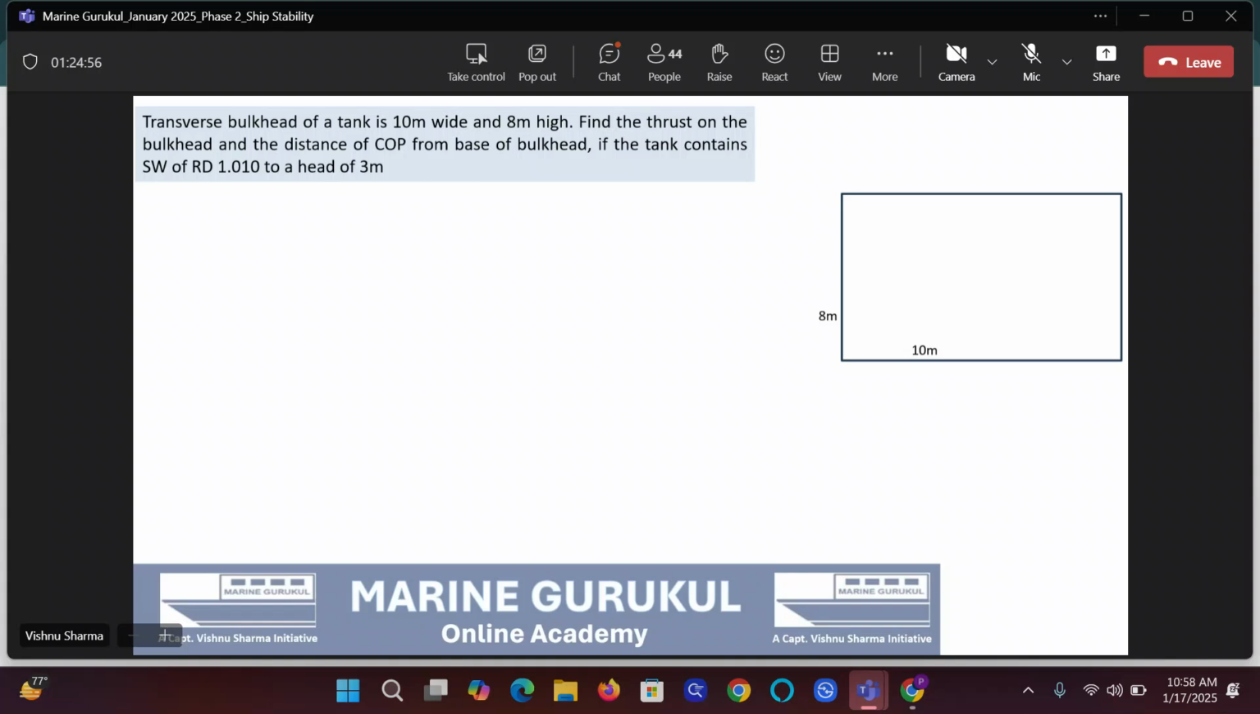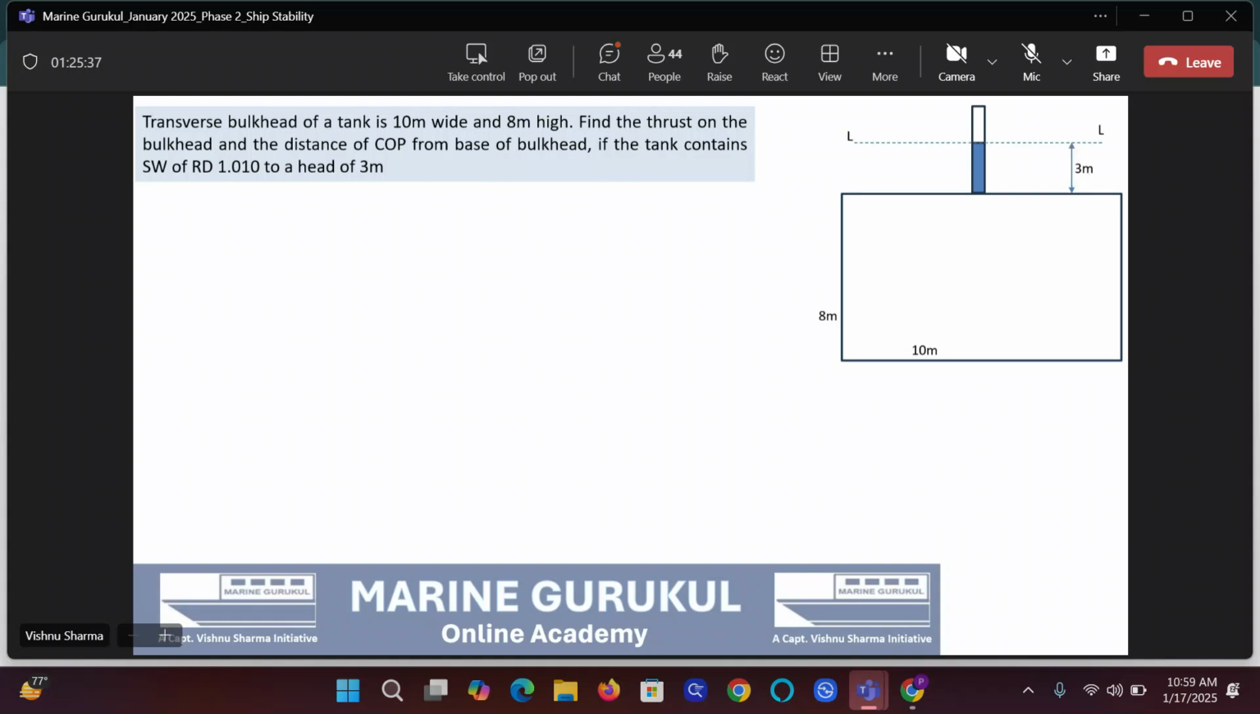What does it mean? Anybody in the class wants to say? I know many of you would be knowing it. What does it mean when you say the head of 3 meters? Not the sounding pipe, beta, the water level. The sounding pipe can have 15 meters of height, but the liquid is up to 3 meters above the top of the tank. That means the liquid level is like this, and this is 3 meters.